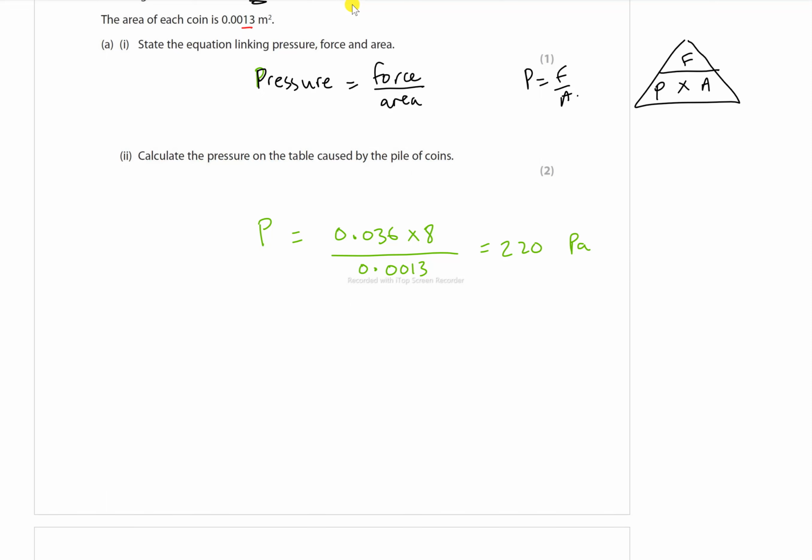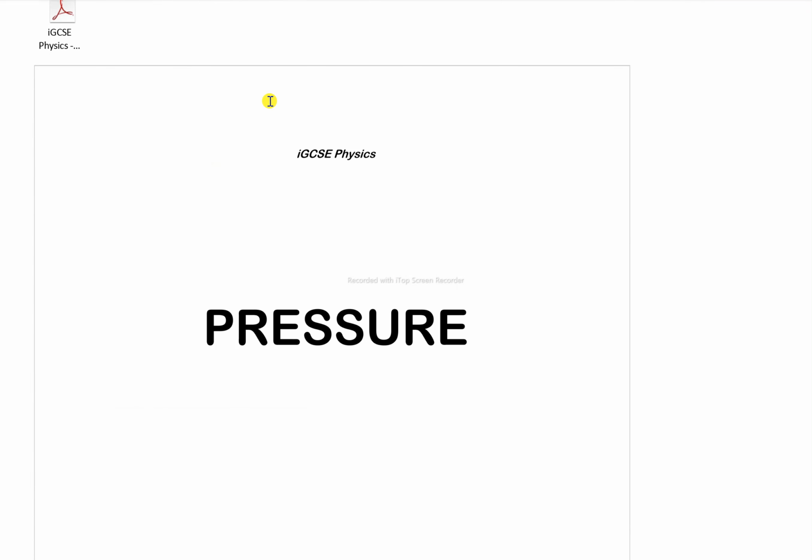Right, okay, so 1 second. Right, let's go back up and write a few things down. So we know pressure is force divided by area. We can learn it like this.